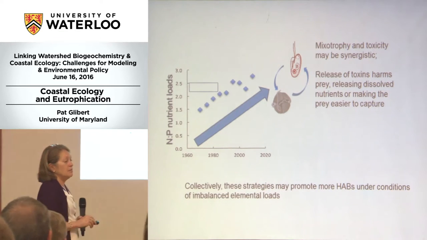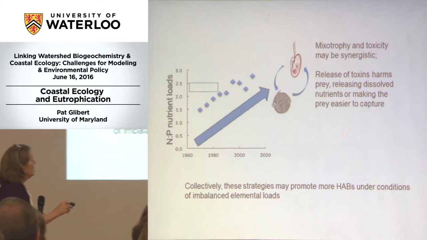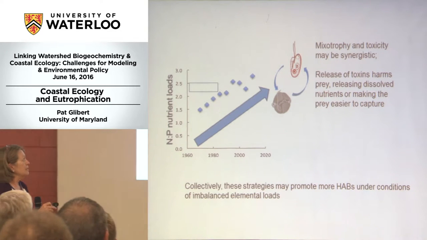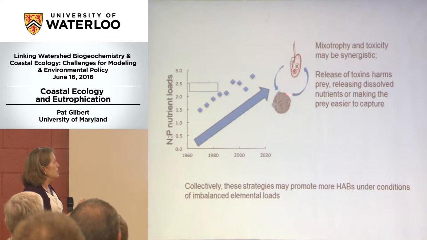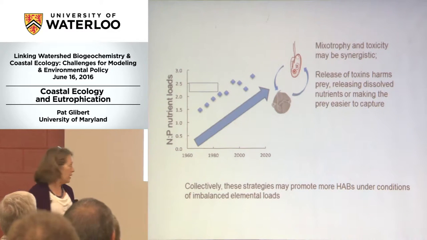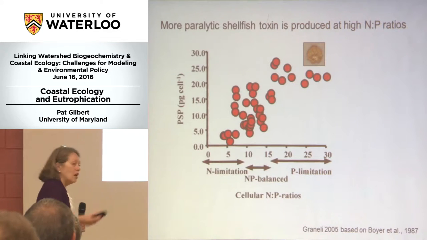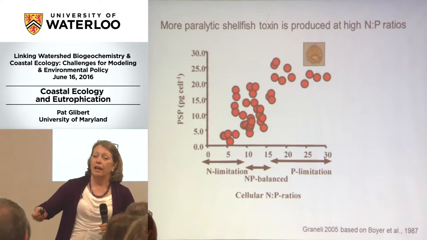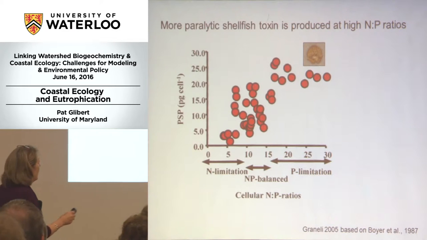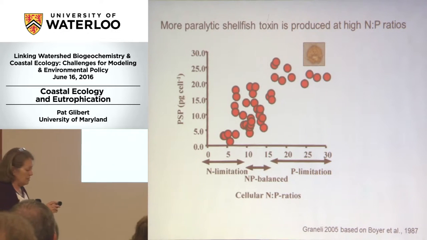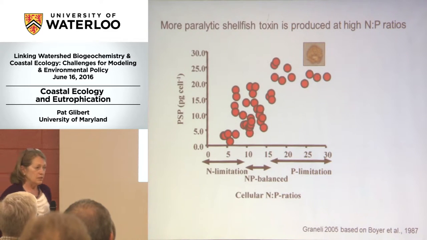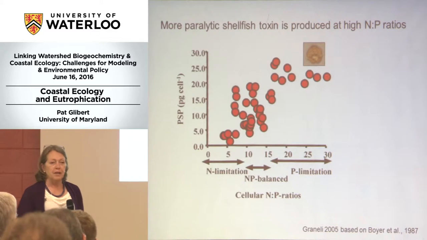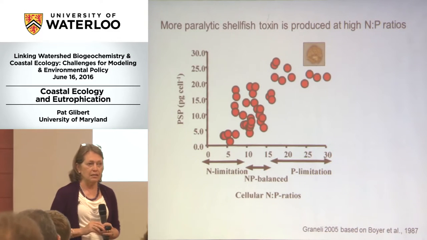Mixotrophy and toxicity may be synergistic. The release of toxins harms the prey, releasing dissolved nutrients or making the prey easier to capture. So you have a mixotroph putting out toxins, and then being able to capture the prey. We know that many toxins are produced at a higher level under high N:P ratios. So this is the paralytic shellfish toxin, saxitoxin, typically produced under much higher N:P than under stoichiometrically balanced conditions.